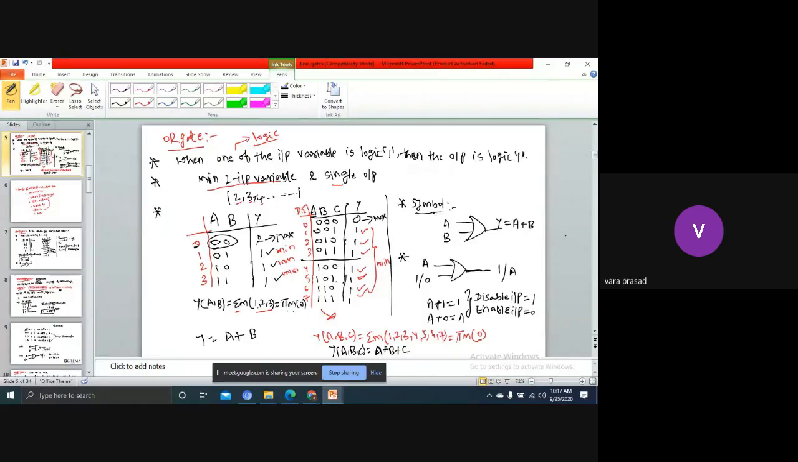The symbol is: a b, 2 inputs are there, and I am going to draw the OR gate in this fashion. This is the OR gate symbol. There are a and b, then I can write a plus b. This is y is equal to. If a third input is given, then I can write y is equal to a plus b plus c. This is the symbol.